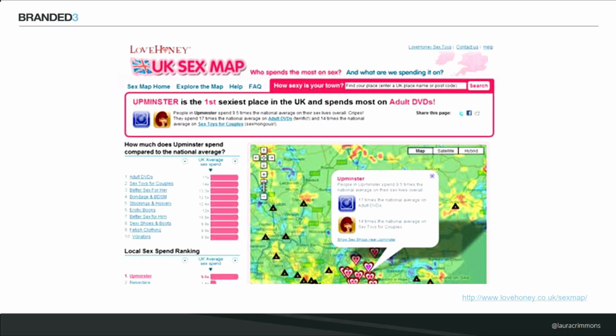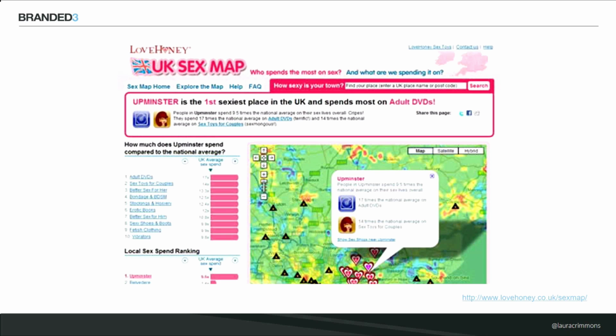This was Lovehoney UK sex map. It's years old and they've actually taken it down from the site now. But this was really simple, so using a map to plot where their customers were buying certain adult items from their website. So you could have a look at your area and see what the top products were in your area and where were the capitals for certain things, which got them loads of links and loads of coverage. It was really clever.